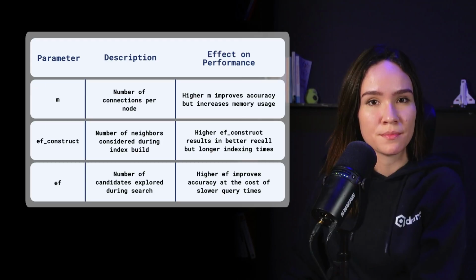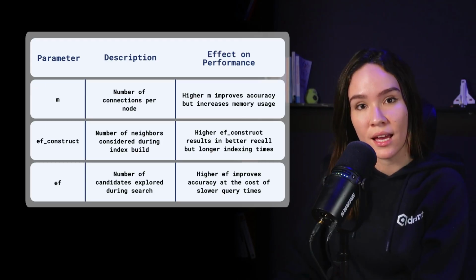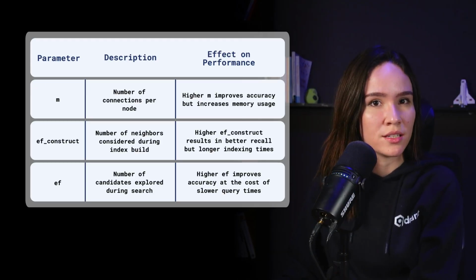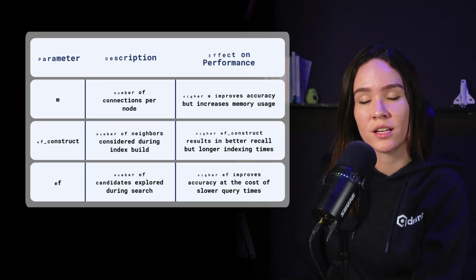Qdrant optimizes memory by storing only indexed vectors in the HNSW graph. This is why your collection can contain vectors that are not currently indexed due to optimizer settings. Smaller collections may not trigger HNSW indexing at all, and this has to do with the indexing threshold that is set for your collection. In those cases, a full scan search, or brute force search, like we talked about before, is used until indexing is needed.